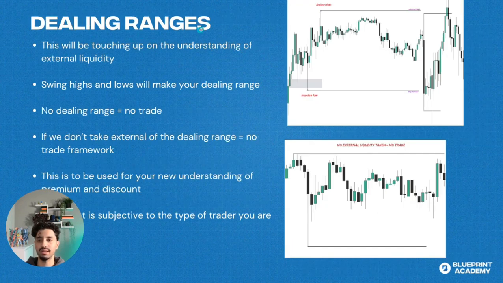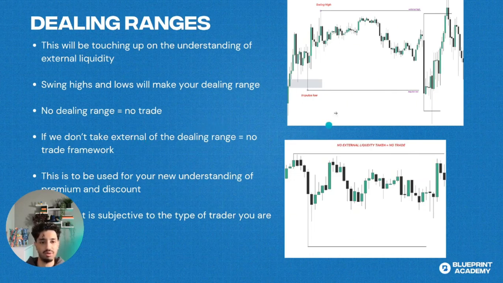Now we're going to go over dealing ranges, and this will be touching up on your understanding of external liquidity. We will be using swing highs and swing lows. This is what's going to make your dealing range. And if we have no dealing range, this equals no trade. If we have no range, there is no trade. And most importantly, if we don't take out one side of the external range, this equals a no trade framework.